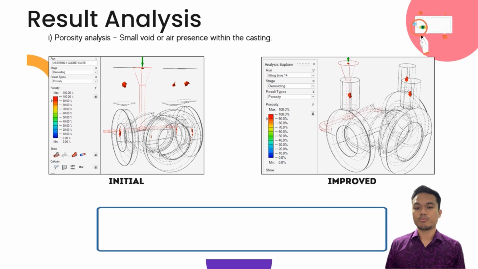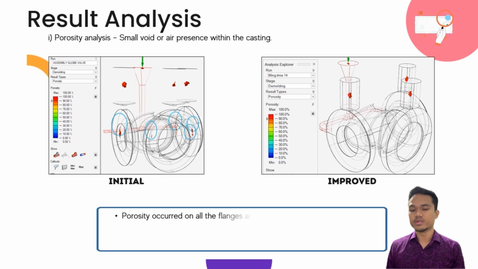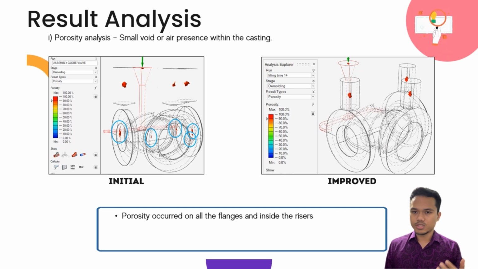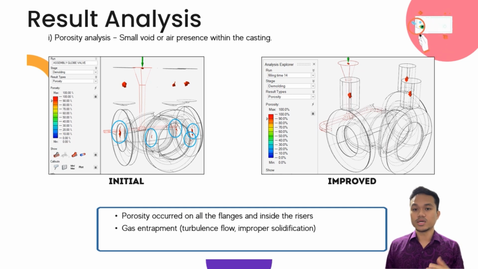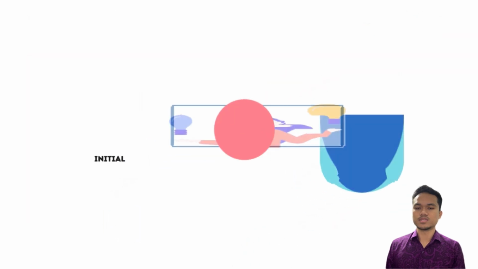Alright, lastly, porosity is a small void or air presence within the casting. The results show a porosity defect set to 90% of defect level, and as you can see, the porosity occurred on all the flanges for the initial model. As mentioned previously, it is due to the gas entrapment, which comes from the turbulence flow and improper solidification. So by modifying the gating and risering system for the improved model, the porosity was shifted towards the riser.